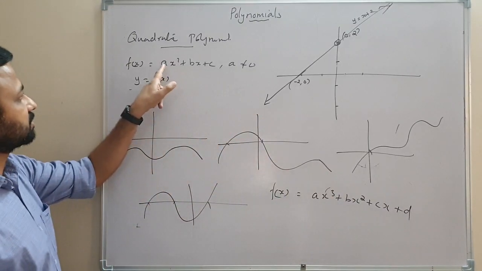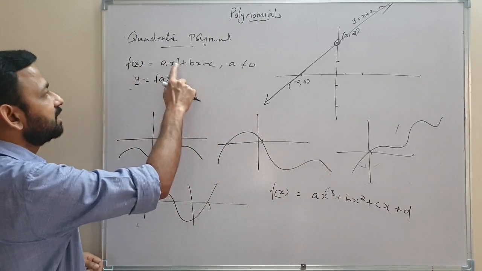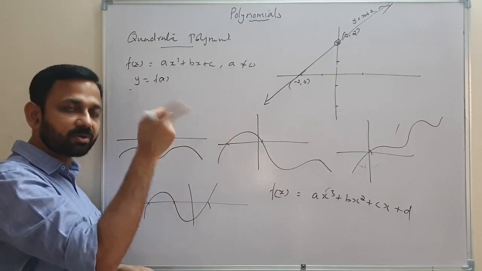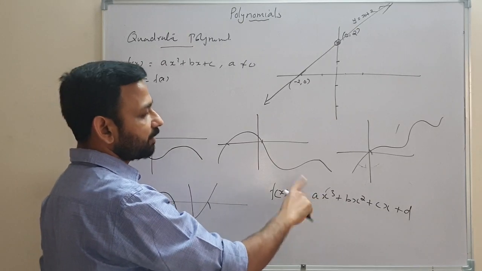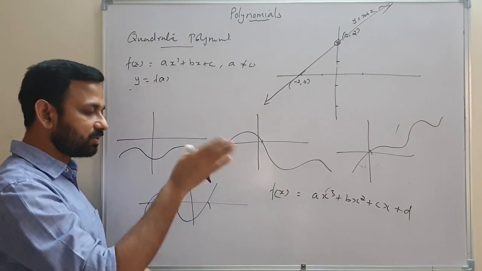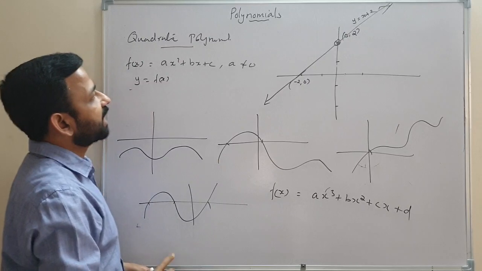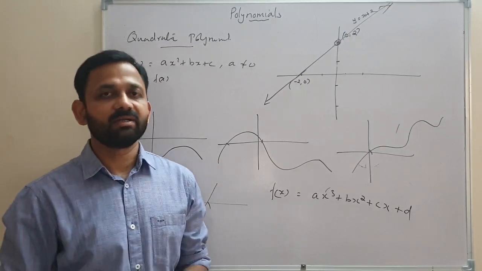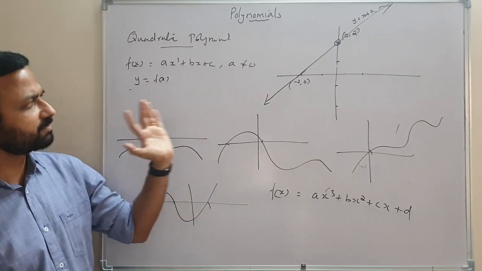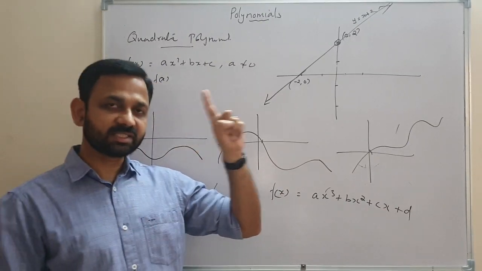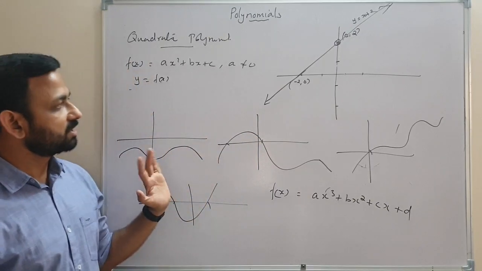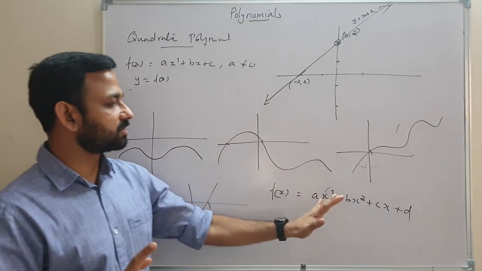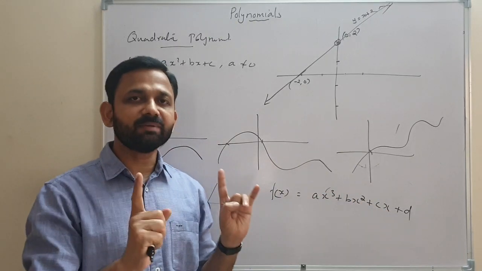Number of zeros of a quadratic polynomial is at most 2 zeros. That means no zero, or 1 zero, or 2 zeros. And for a cubic polynomial, no zero, or 1 zero, or 2 zeros, or 3 zeros. And the number of zeros of the linear polynomial is exactly 1. So once again, the number of zeros of the linear polynomial is exactly 1, of the quadratic polynomial is maximum 2, and of the cubic polynomial is maximum 3.